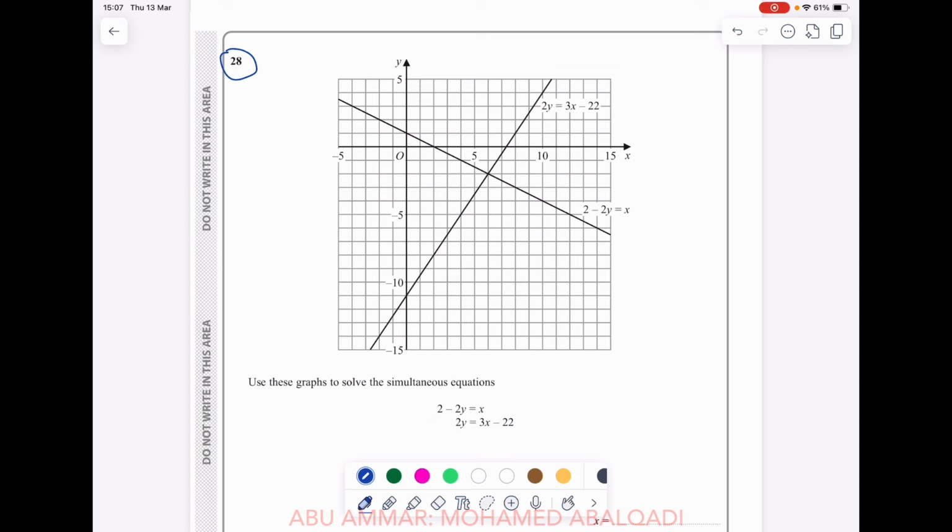The coordinates where the two lines cross on this graph is this point here, and we just have to read what the x-axis is. So the x-axis will be 6, and the y-axis will be, this is minus 1 and this is minus 2. So 6 and minus 2. So x will be 6 and y will be minus 2.